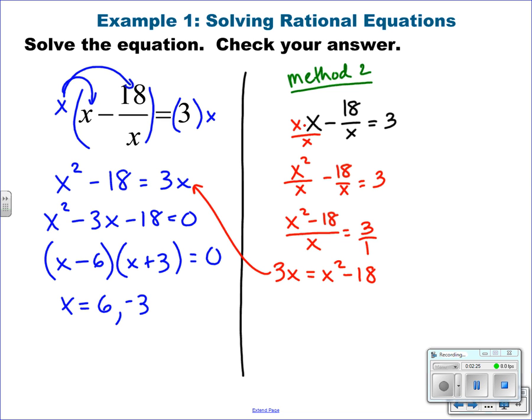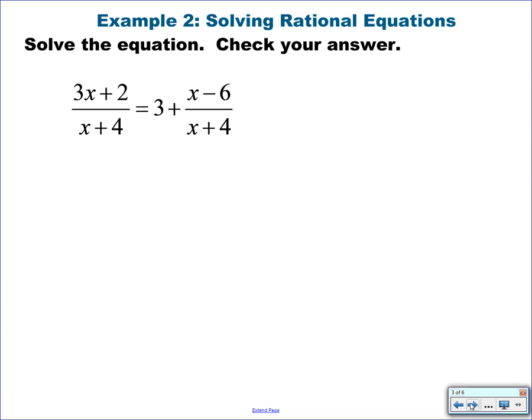Some students understand method 2 a little bit more. And then you just continue on solving like we did here. Some people like method 2. Method 1, the first way I did it, is a little bit smarter and not as hard.